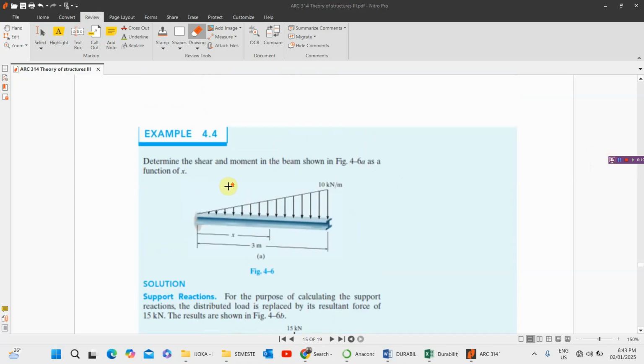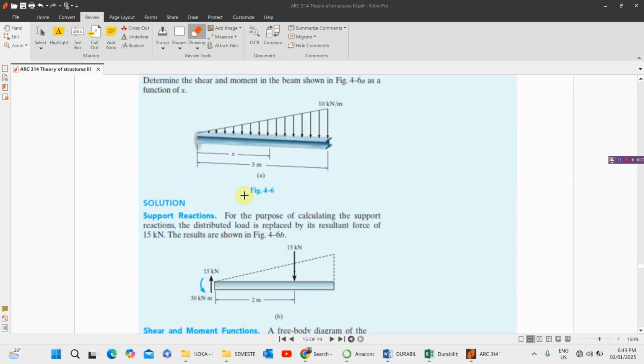For this case, we had to determine the shear force and moment as a function of x. So it might be a little bit different from that, but you already know how to get the final value of that. But let us consider it as a function of x. Now, for the purpose of calculating the support reaction, the distributed load is replaced by its resultant force of 15 kilonewton, as shown in 4.6b.